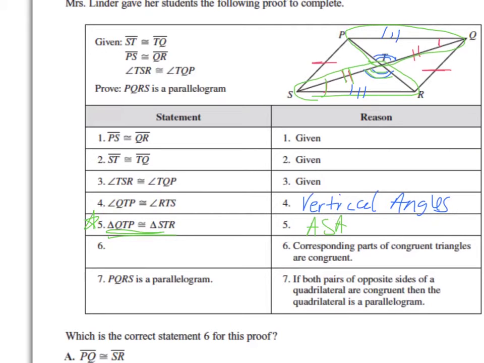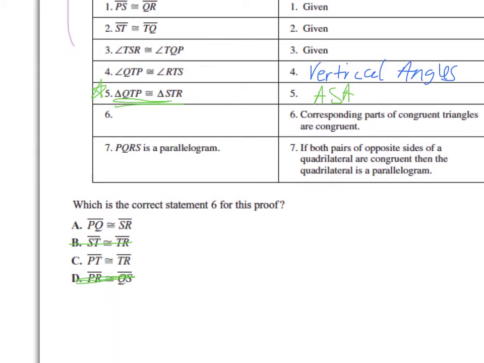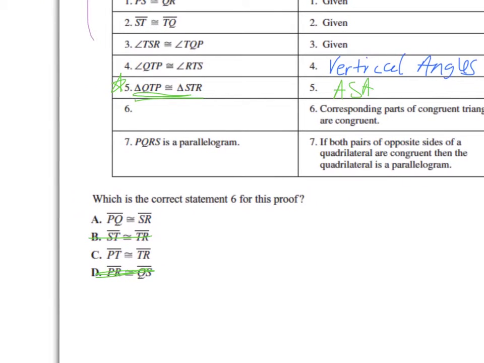I have PS congruent to QR. That was part of my given. And then if I use this statement by CPCTC, now I have both pairs of opposite sides of the quadrilateral being congruent. So that's really what drives me to say it's not going to be C, but I can say that it is answer choice A.